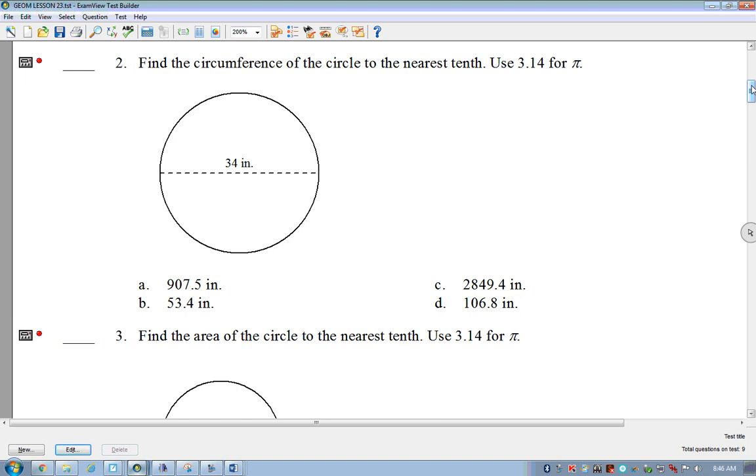We got 34 times what? Okay, we got 106 point, probably 76, but because it wanted it rounded to the nearest tenth, we round that 7 on up to an 8. Did anybody not get 106.8? Okay, everybody got that. Okay, good. I feel like we can fly through.